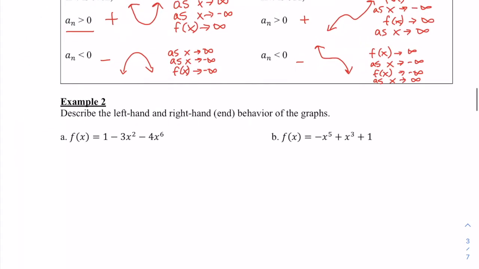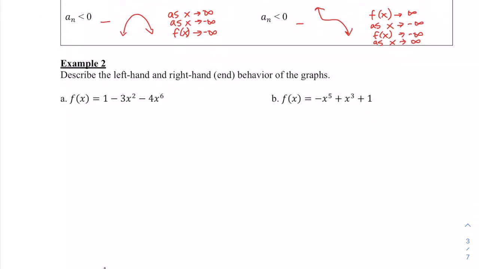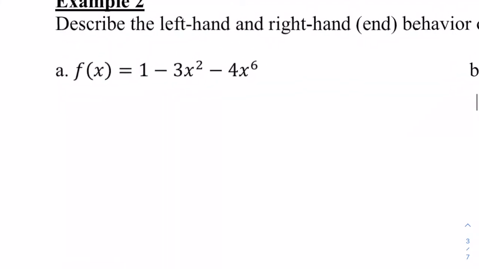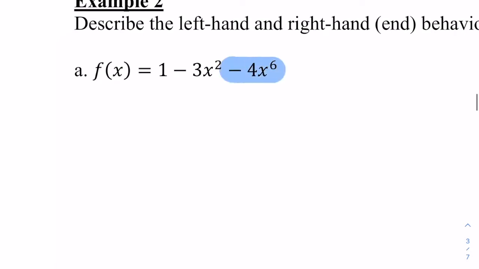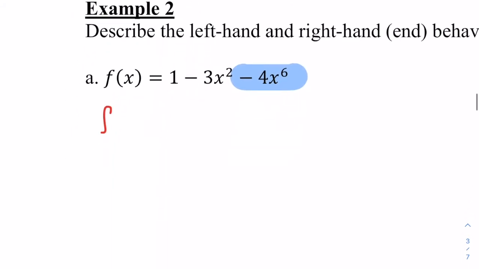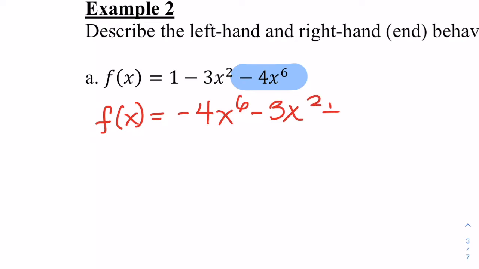Now let's look at the graphs of these equations. They're a little tricky because not all of them are written in descending order of degree. So we have to make sure we find the leading coefficient. In the first one, the leading term should be negative 4x to the 6th, and so I'm just going to rewrite this in descending order: negative 4x to the 6th minus 3x squared plus 1.